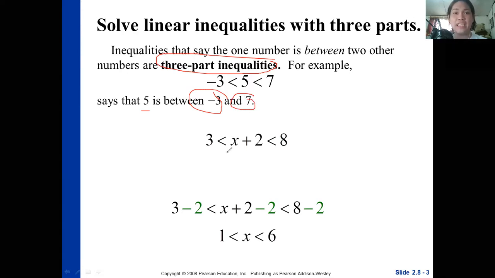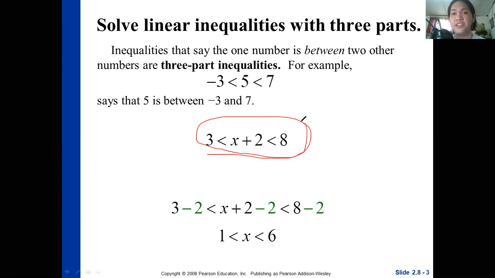So 3 less than x plus 2 less than 8 can now be a linear inequality with three parts. Now, how do we solve it? As you can see, we have x plus 2 in this given inequality. Again, this is the given.